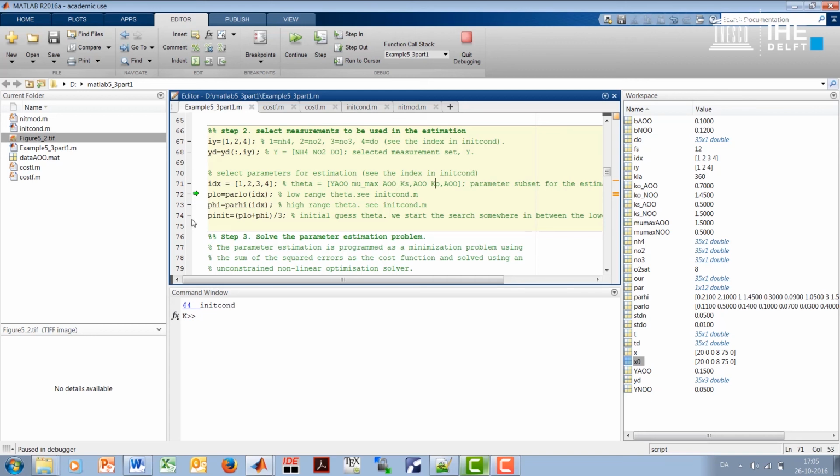Then the lower and upper ranges for these parameters are retrieved. The initial guess to start the parameter estimation is selected or defined, in between the lower and upper ranges. In this exercise, the initial guess starts at 1/3 in between the lower and upper ranges. The fminsearch solver is run.